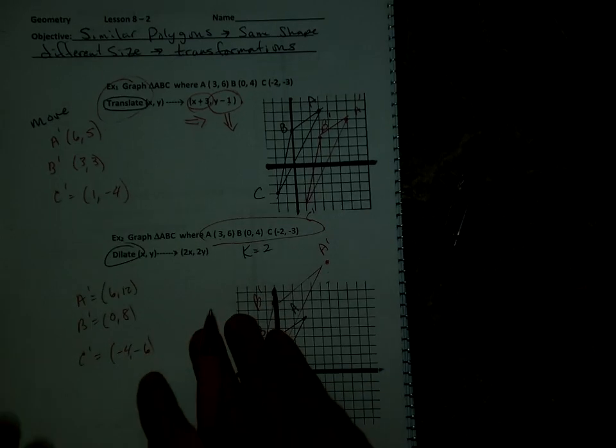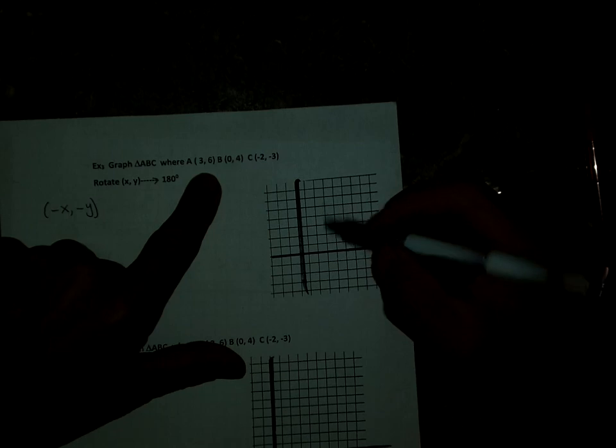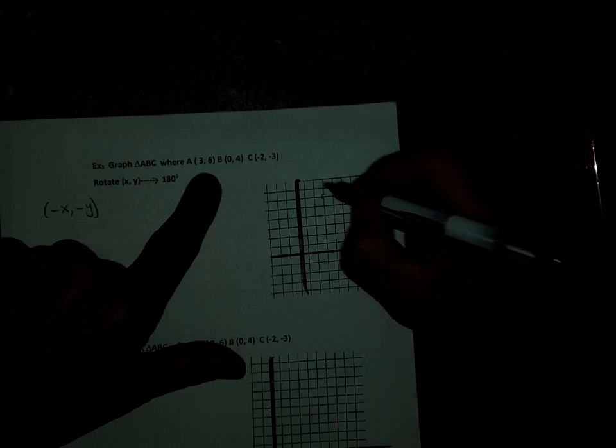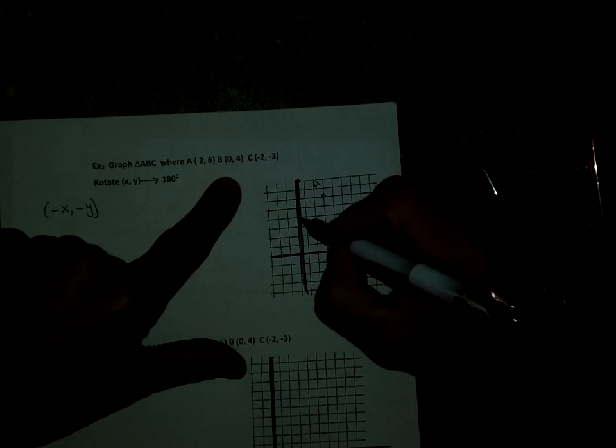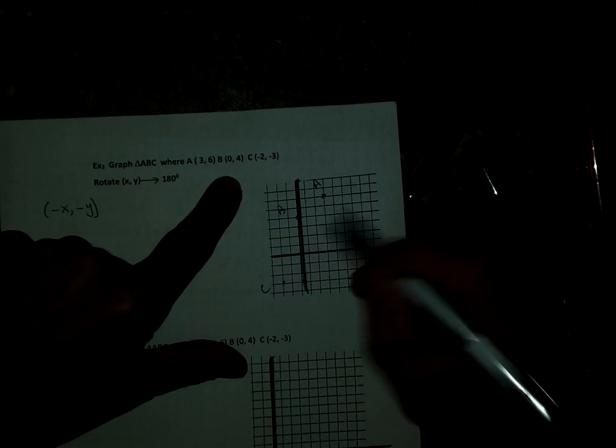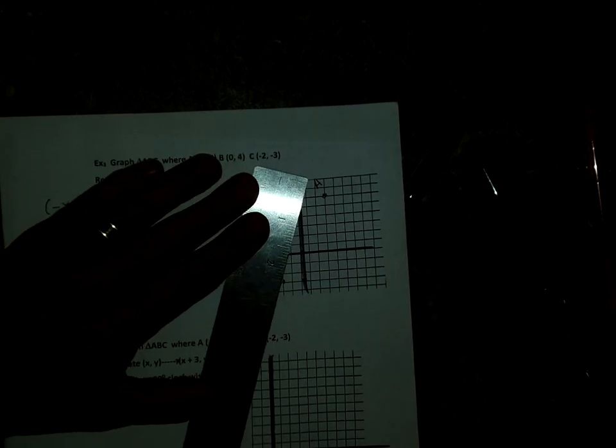Okay, pretty simple. Okay, let's move on. Example 3. Now, a rotation of 180 degrees. Well, before we do it, let's graph our original ABC, because I'll show you there's a trick. So, I'm going to go to 3, 6 again. 1, 2, 3, 1, 2, 3, 4, 5, 6. A. 0, 4, B, -2, -3, C. Okay, connect the dots.